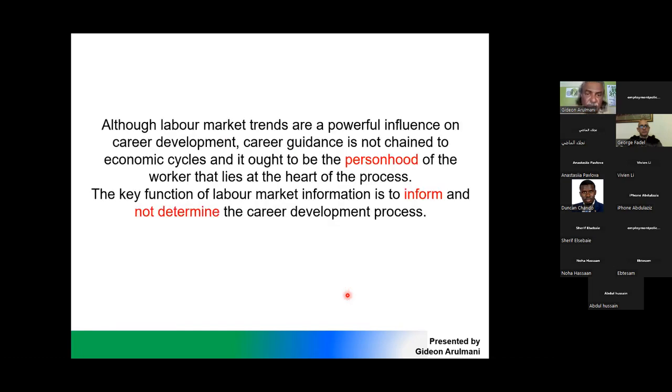So let me conclude with this statement. Although labor market trends are a powerful influence on career development, career guidance should not be chained to economic cycles. It ought to be the personhood of the worker that lies at the heart of the process. Remember, at the heart of this is a human person, a human child if he's in high school, or a human youth. And if we are not able to recognize the wonderful talents that this person has, and we're only looking at this person as, can you fit into the labor market, then we are not doing career guidance. We're doing job guidance. The key function of labor market information is to inform and not determine the career development process.